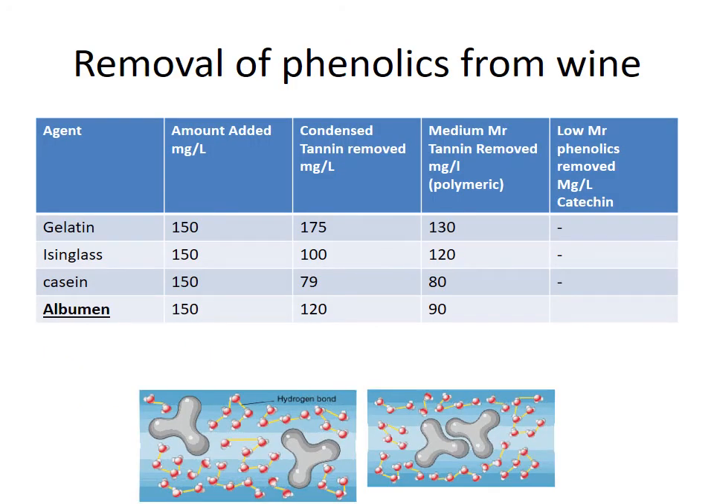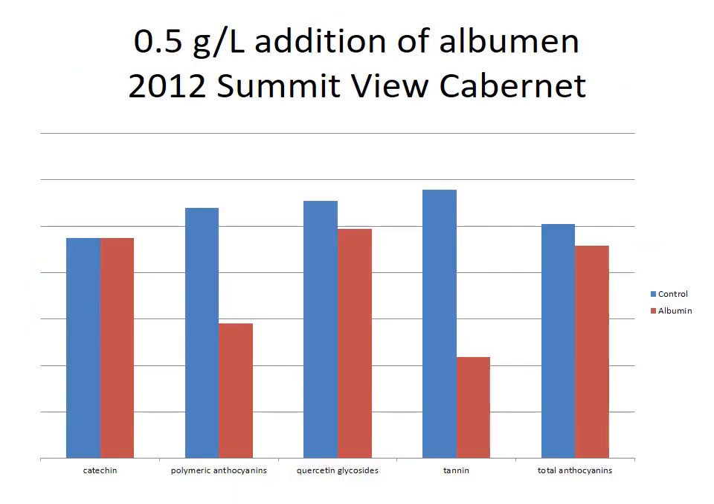So in this case, when you add some albumin, and this is one particular wine, we see that it removes a fair bit of polymeric anthocyanins, which are the condensed tannins. But in terms of medium tannins removed, it removes a bit, but it doesn't really do a very good job of taking out things like catechin.